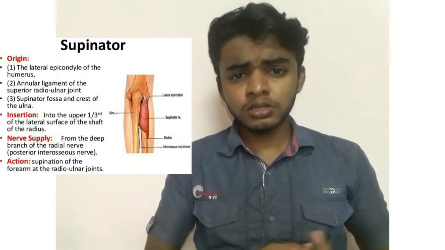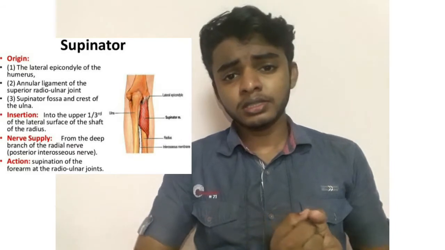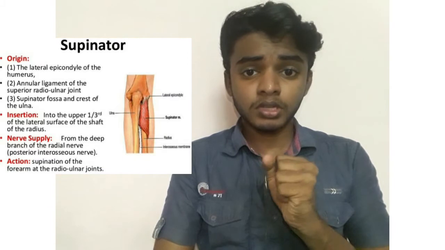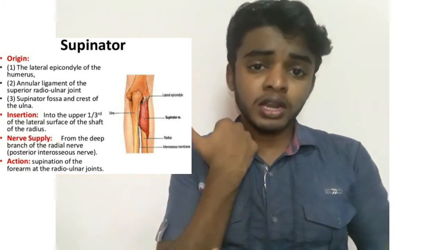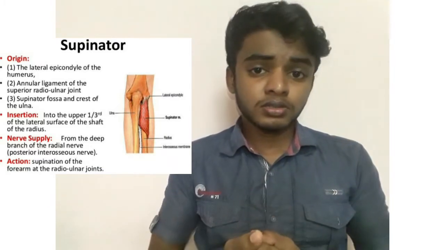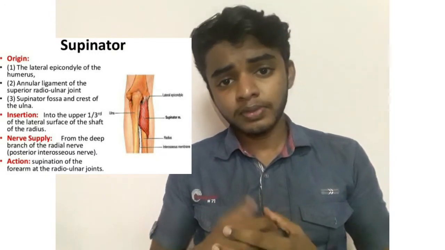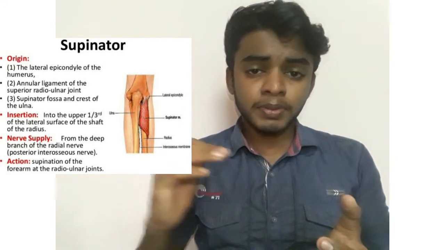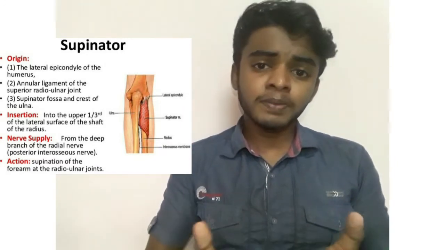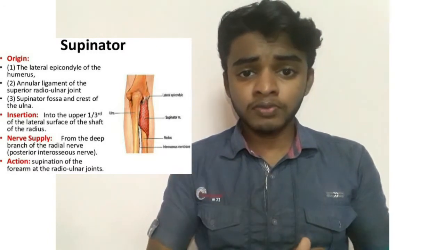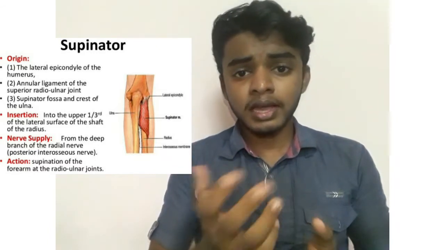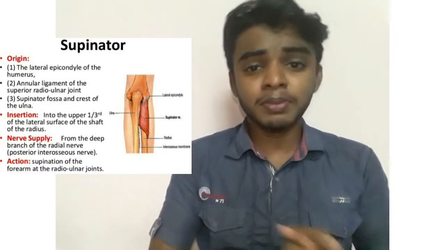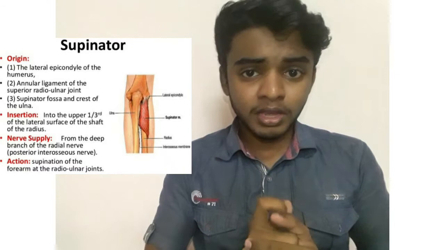So the first muscle will be the supinator. The supinator takes its origin from the lateral epicondyle of the humerus, and also the annular ligament from the superior radio-ulnar joint, and also the supinator crest of the ulna. It is inserted into the major portion of the shaft of the upper one-third of the radius, and it is innervated by the deep branch of the radial nerve.